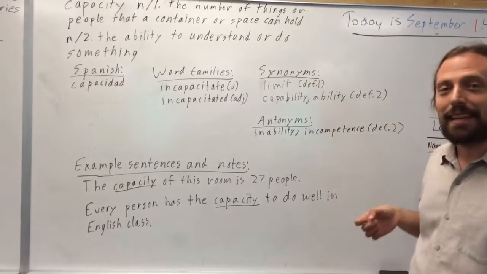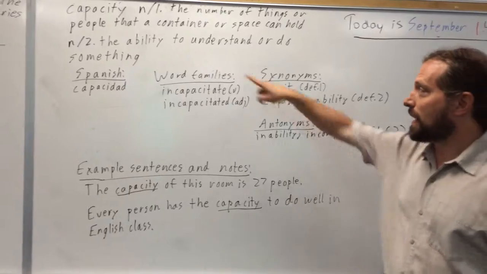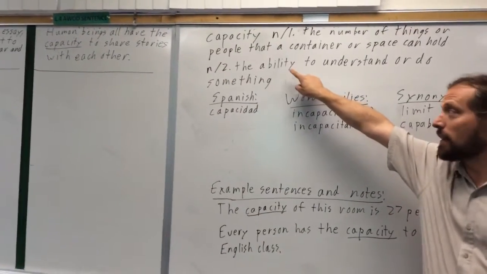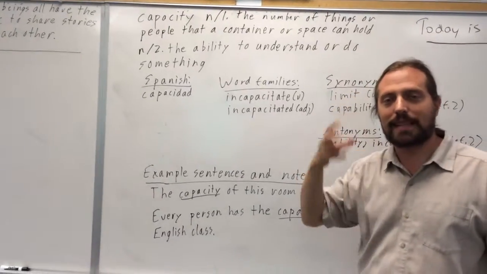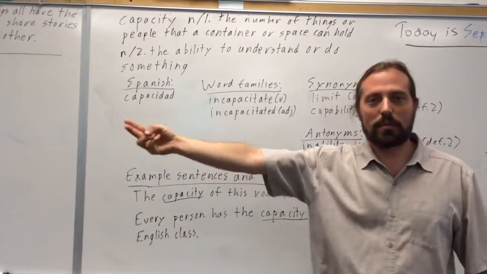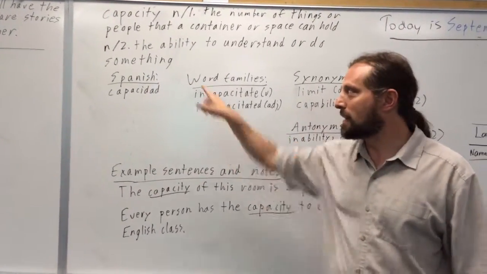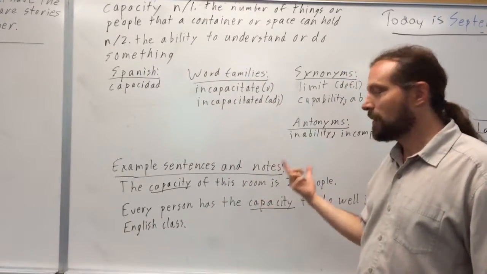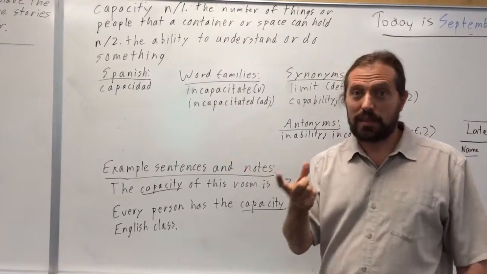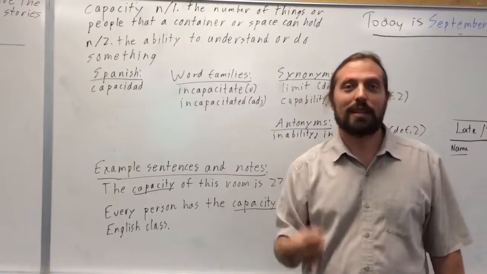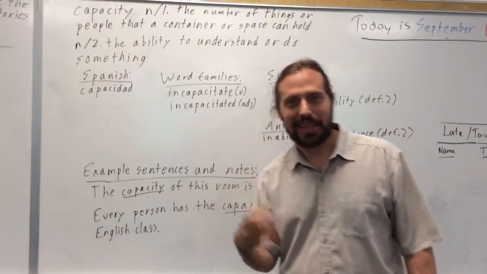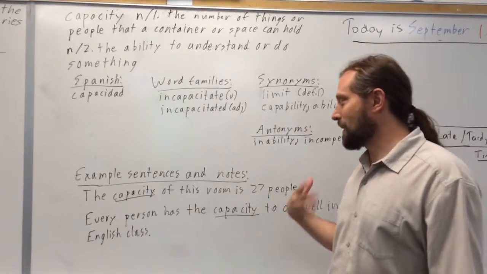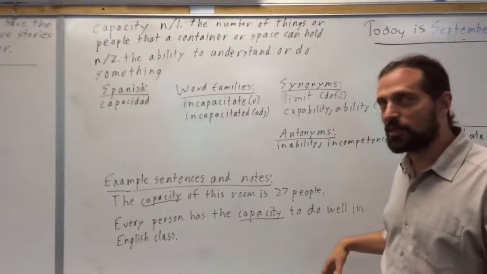And then the second meaning is the ability, being able to: the ability to understand or do something. You can say somebody has the capacity to do something. Usually after the word capacity, in this meaning, you use an infinitive, you use to. So I have the capacity to explain vocabulary. I hope. I try. So I have the ability, I can do it.